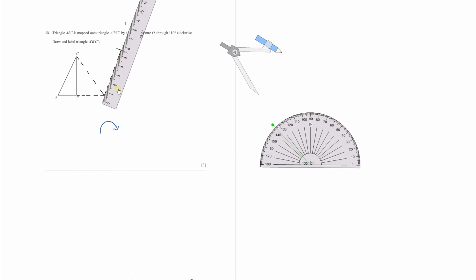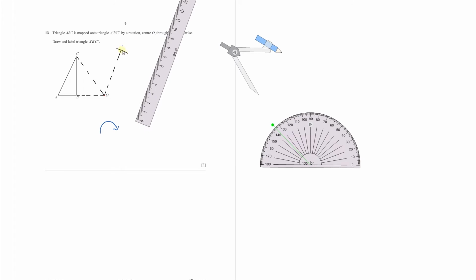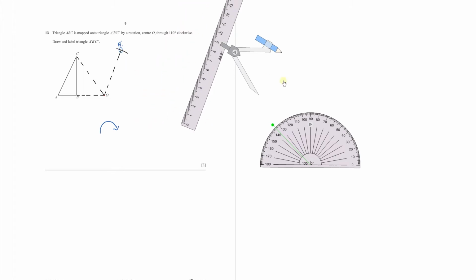So this point here, this is your A prime. Let me actually mark it as well. So this is A prime here. So to compute B prime, I will draw another arc.